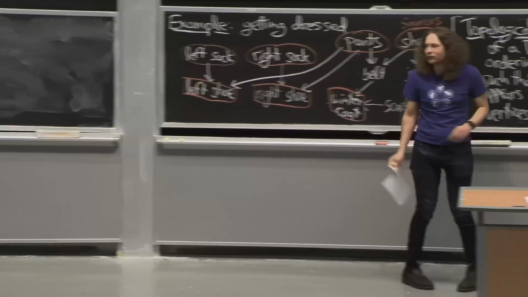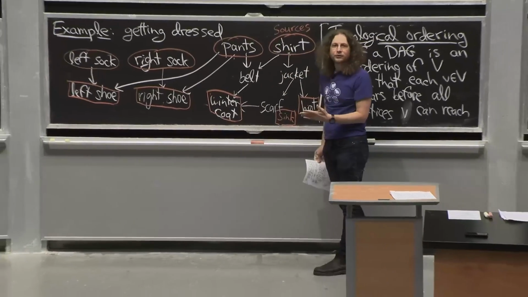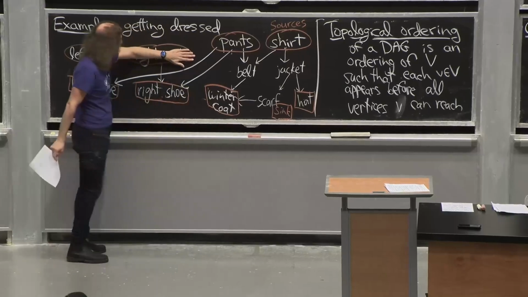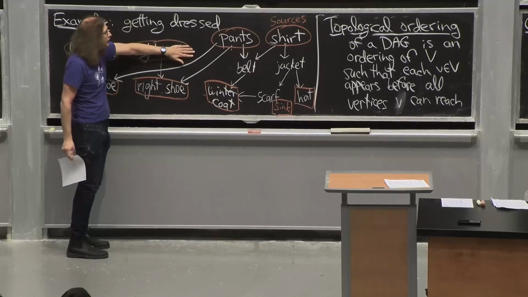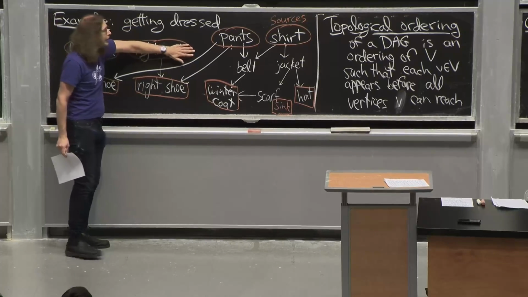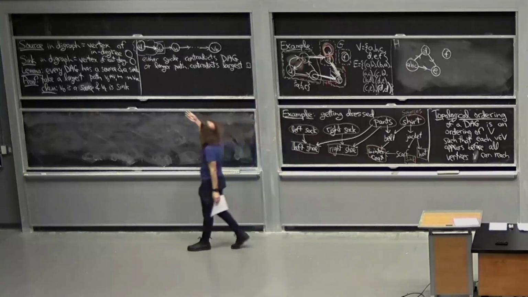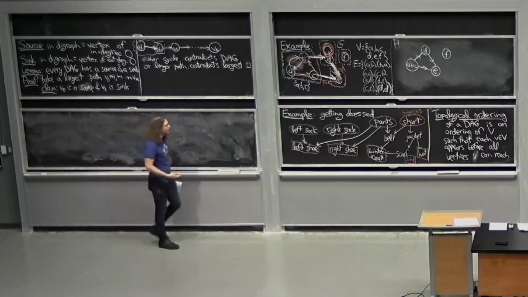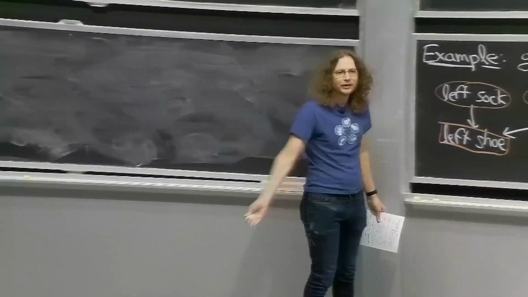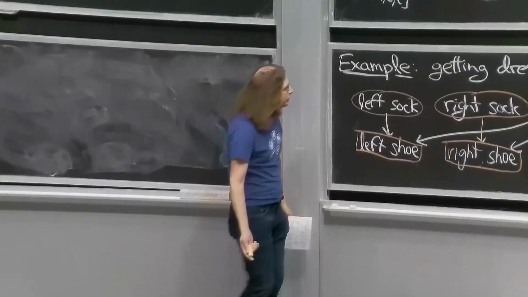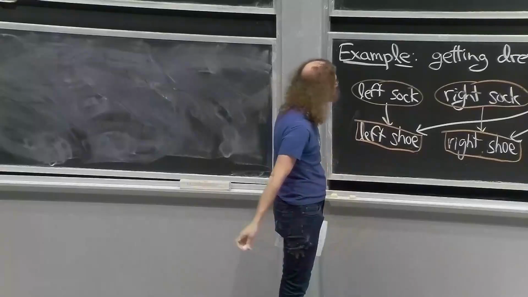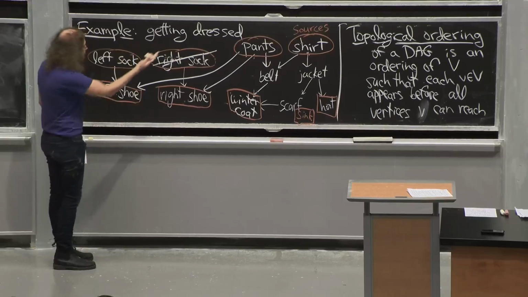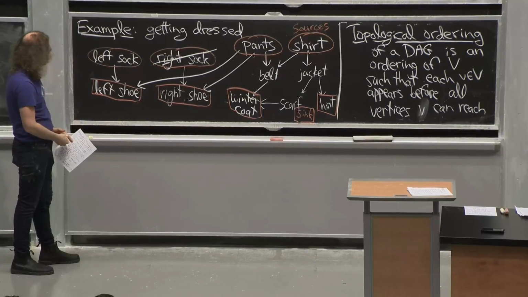So the algorithm is just take any source, do that first, then conceptually remove that vertex to represent that it's been finished, and then find another source. And because from this lemma, there's always a source, you never get stuck. So you can just keep going, and eventually you'll have executed every task. So let's do it briefly on this example. Say we do right sock first, and we see if there are any new sources. I think there are not.